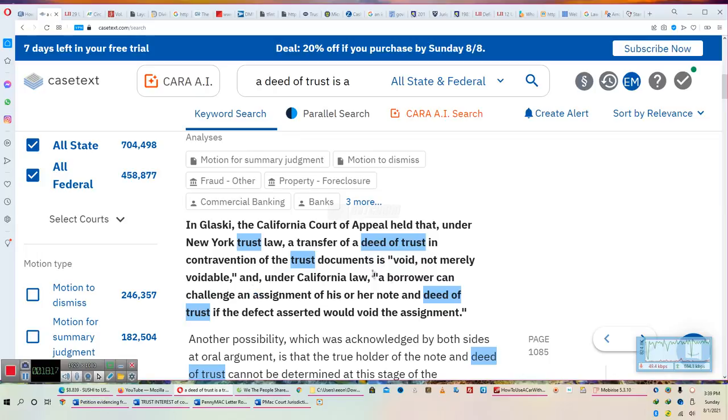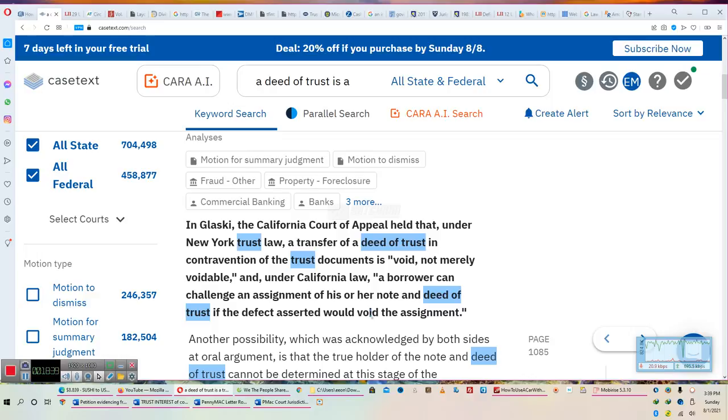And under California law, a borrower can challenge the assignment of his or her note and deed of trust if the direct defect asserted would void the assignment. You can challenge the assignment of the deed of trust, ladies and gentlemen, in California and every other state. People have been doing this, and they've been doing it successfully.